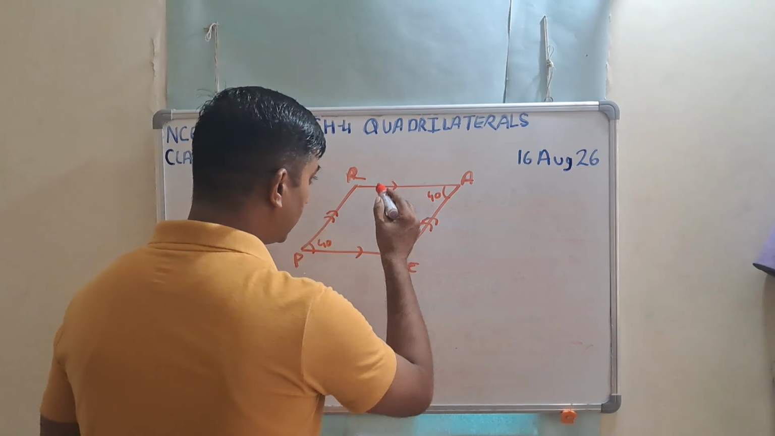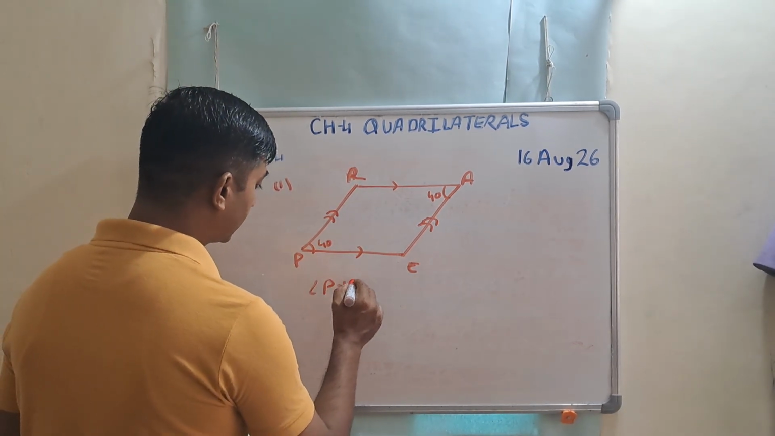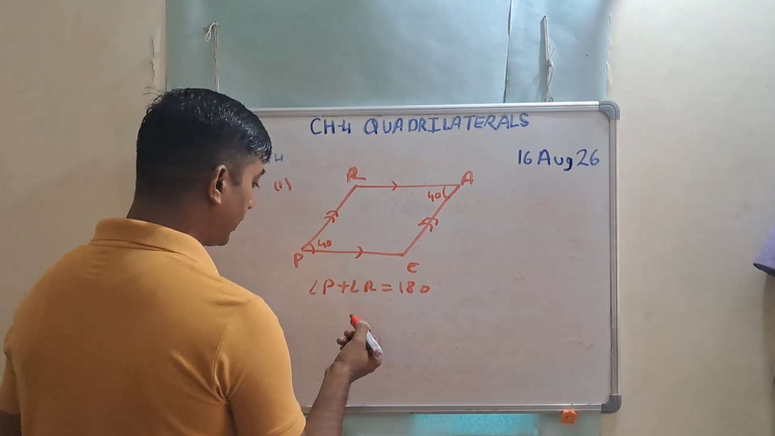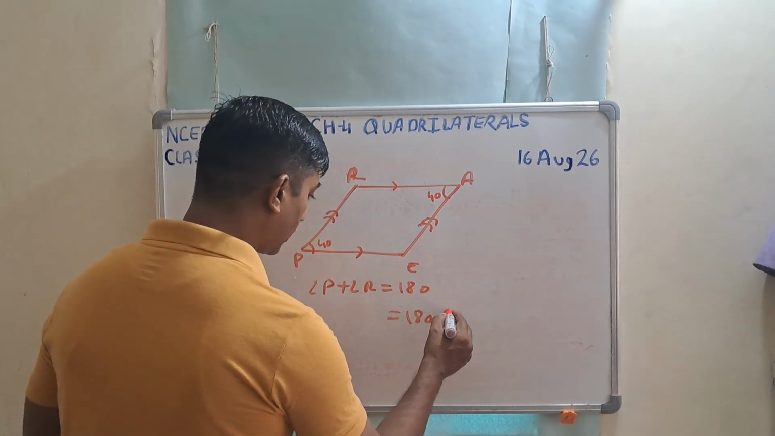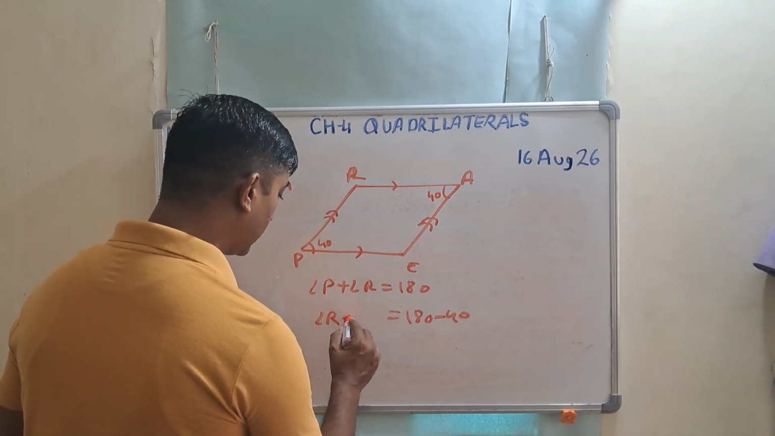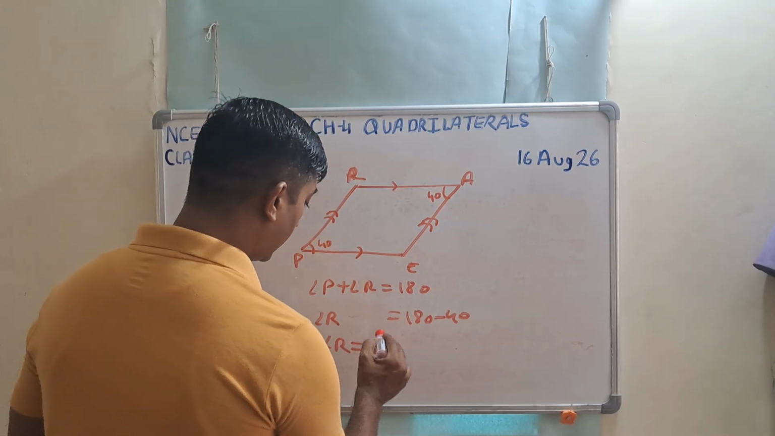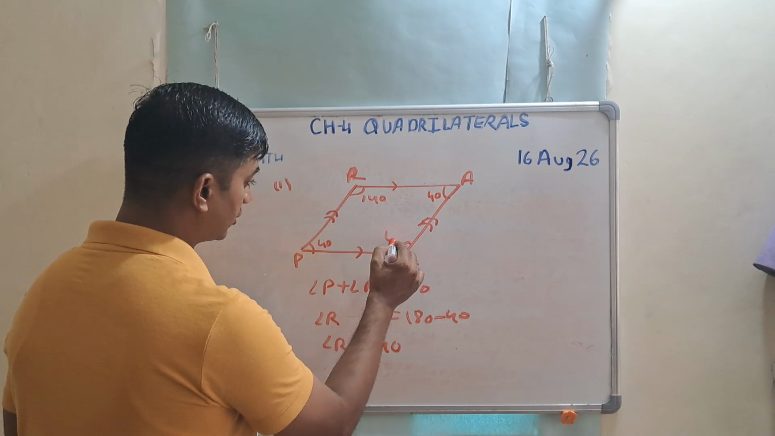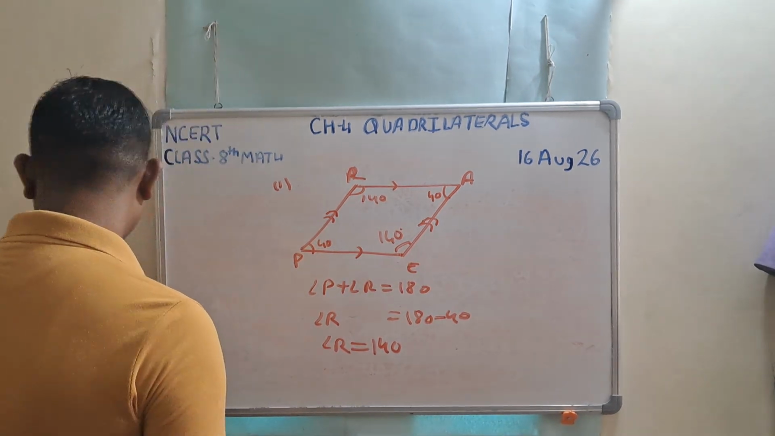Understood? Since these are parallel and this is a transversal, angle P plus angle R is equal to 180, and we find out this is 40, this is 180 minus 40, that is, angle R will be 140. Now this angle is 140 and opposite angles are equal, so this is also 140. Understood? Now we will see the next figure.